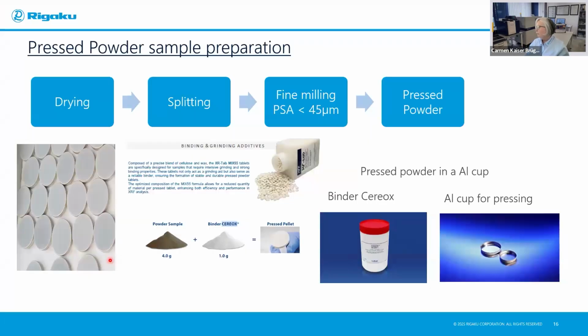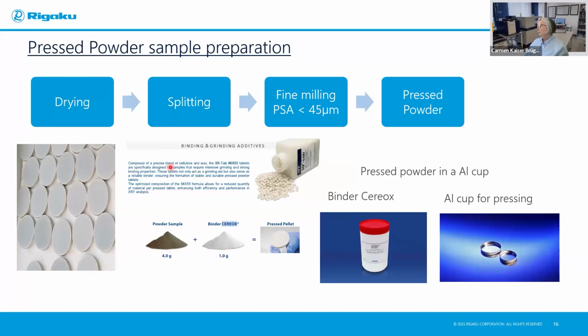So let's look once again at how we prepare the pressed powder sample. It's really important for us to always dry our material. Of course, get a representative sample, but this is not about that. We would dry the representative sample, and hopefully it's large enough to represent what we are trying to determine, undergoing techniques like splitting and milling.